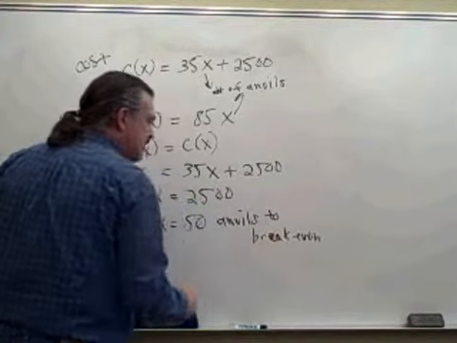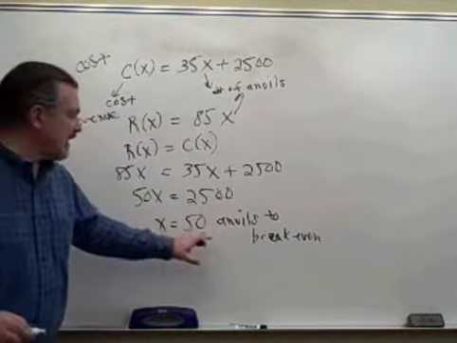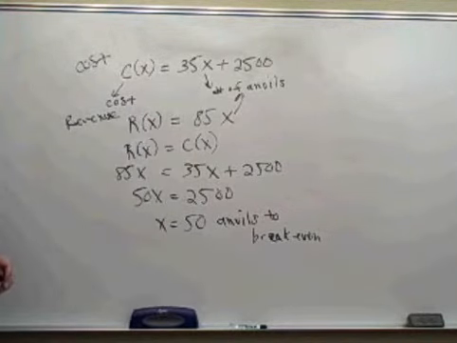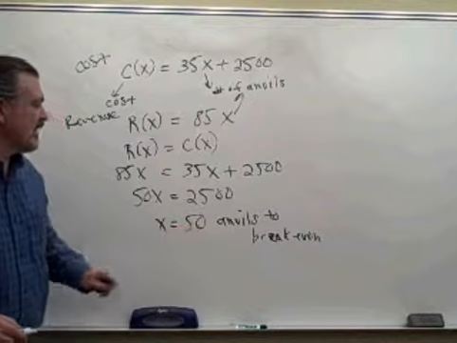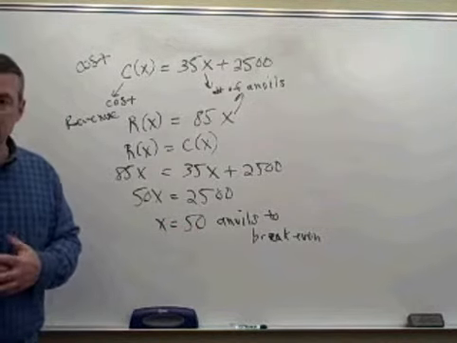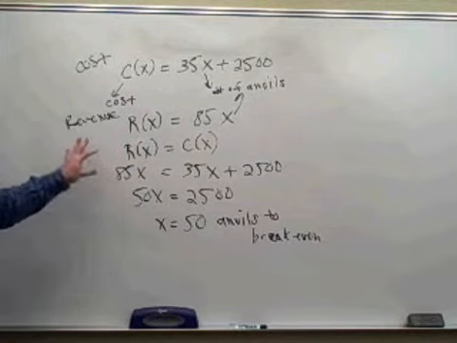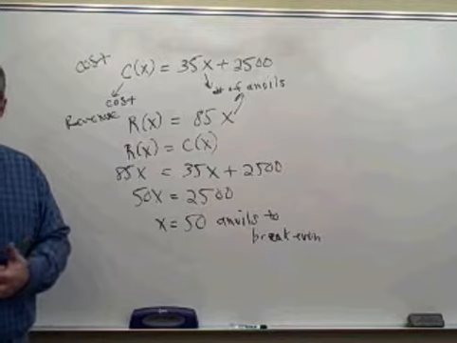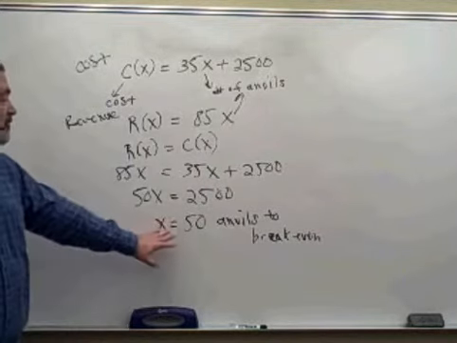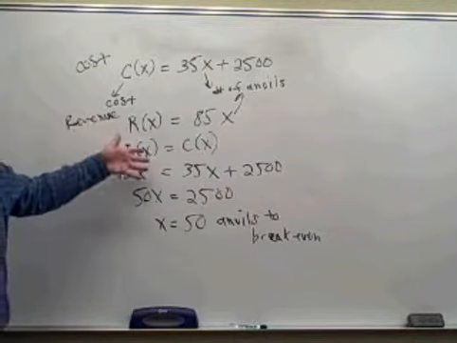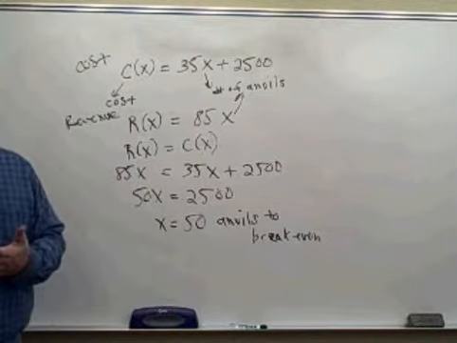And that tells us that we need to make and sell daily, because these were daily functions, we need to make and sell 50 anvils a day in order to break even. That's a very important value to know if you are in, as we have here, a manufacturing setting. How many of your product do you need to make and sell in order to have your revenue cover your cost, in order to break even?